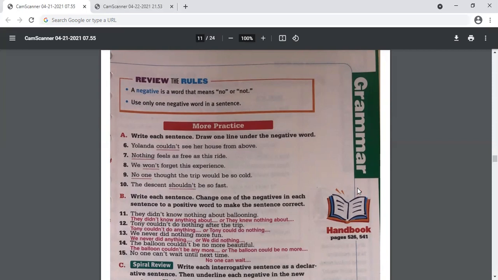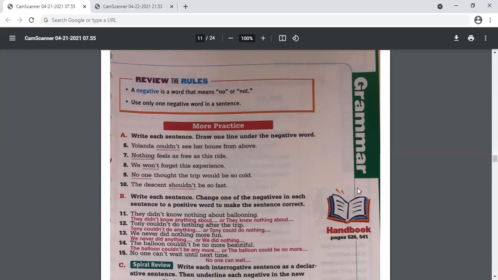Again, we have two negatives. We have a double negative in this sentence. Couldn't means could not, and nothing here again is a negative word. We can say Tony couldn't do anything, so change nothing to anything, or Tony could do nothing after the trip. So just remove couldn't, remove this word completely.